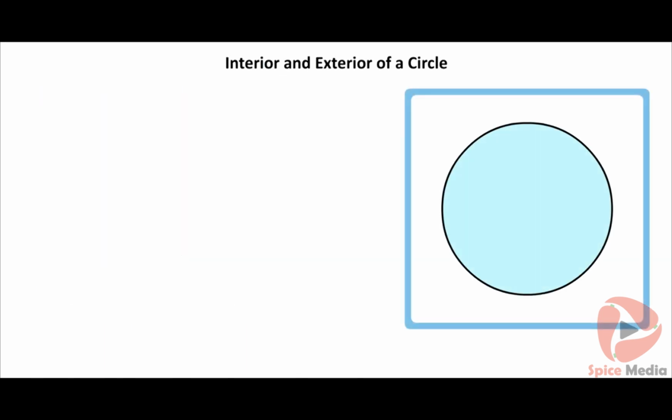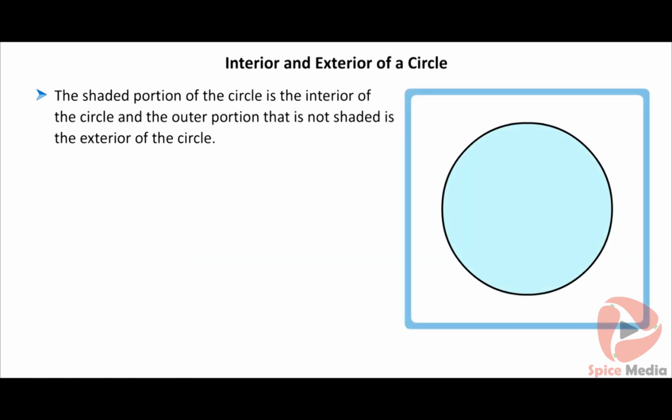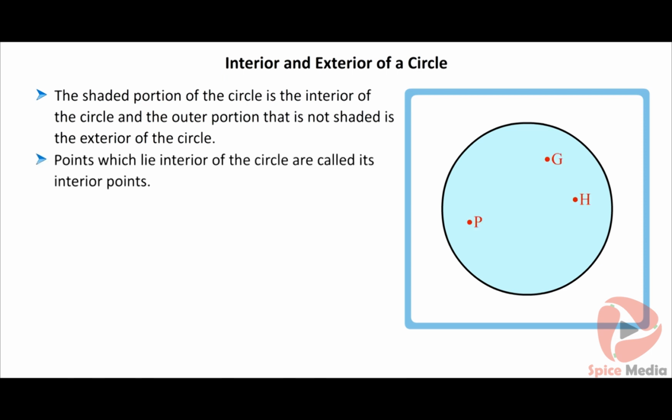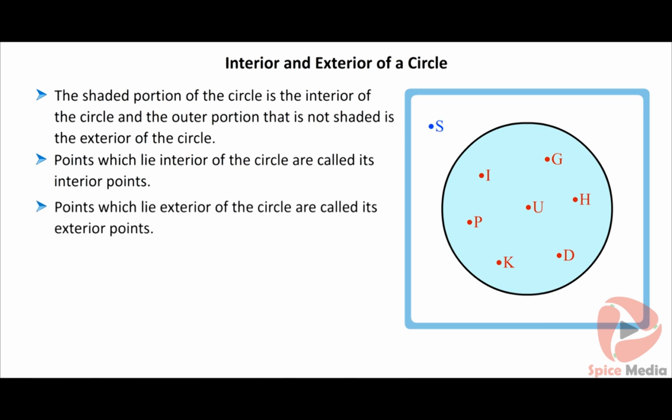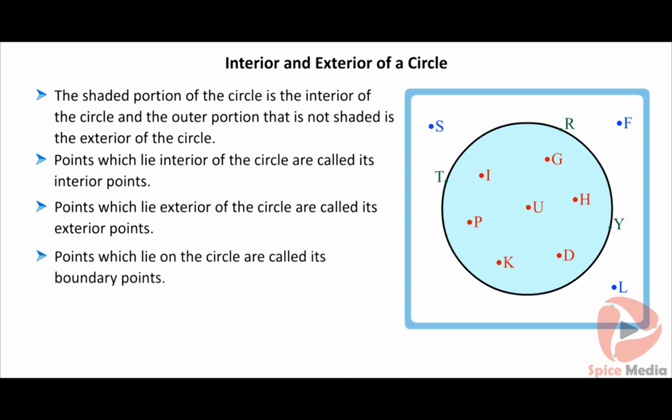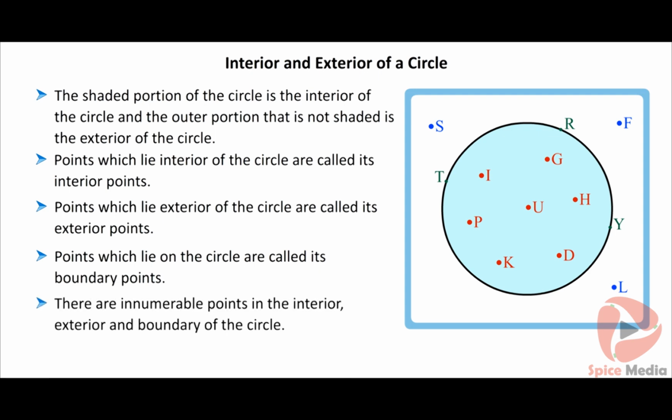Look at the circle. The shaded portion of the circle is the interior of the circle, and the outer portion that is not shaded is the exterior of the circle. Points which lie in the interior of the circle are called its interior points. Points which lie in the exterior of the circle are called its exterior points. Points which lie on the circle are called its boundary points. There are innumerable points in the interior, exterior, and boundary of the circle.